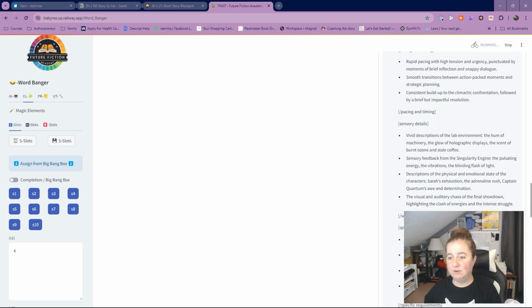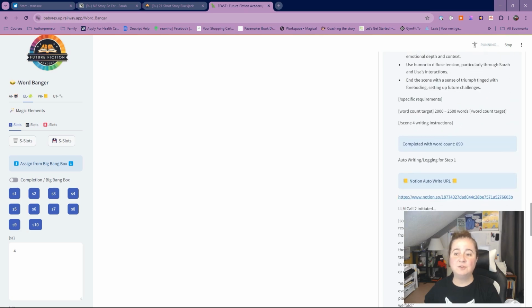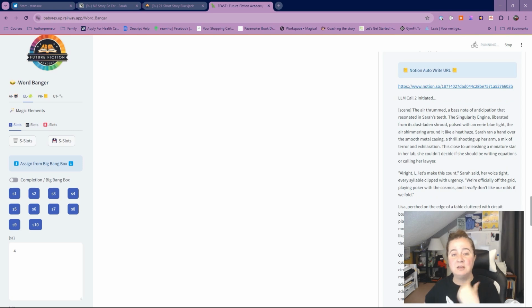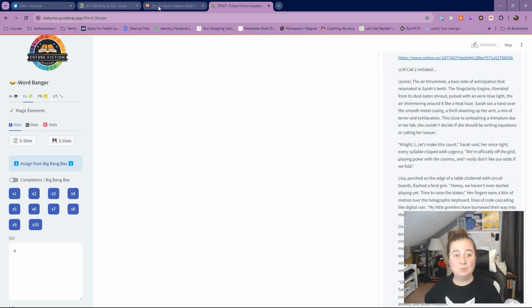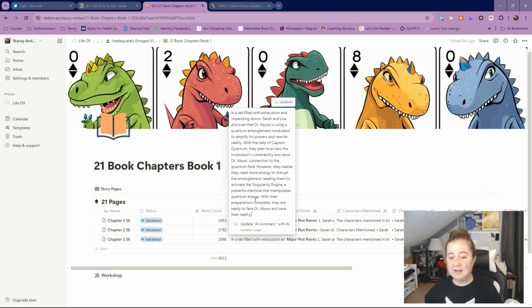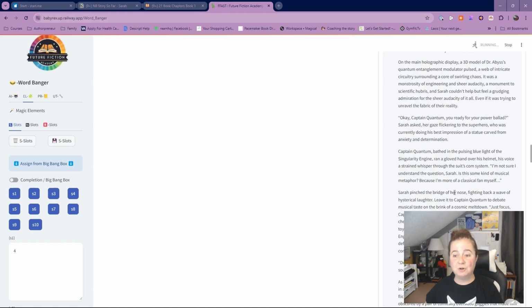Okay, so we have all of the instructions. Like I said several times, I do give it a template for how I want these writing instructions to come out, everything I want it to include. So that really helps with the output that I get from it. And where we left off last time, we saw in our summary they had basically left on a cliffhanger, that they were activating the Singularity engine. So I picked right back up with them starting it.